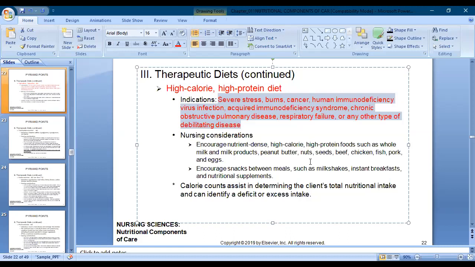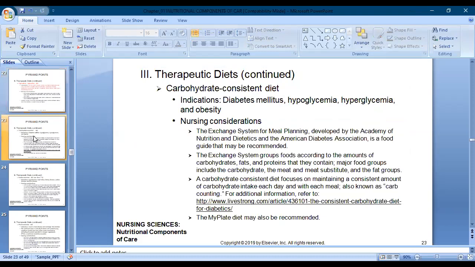So today, don't eat too much of this contained food, although it is good, right? But too good is not good. So encourage snacks between meals, such as a milkshake, instant breakfast, or nutrient supplements. Sometimes patients need to conserve their energy, or we can provide some food in between the big meals. Calorie counts assist in determining the client's total nutritional intake and can identify any kind of deficit or excess. What amount patients are taking in and what amount they are outputting always have to be in balance.